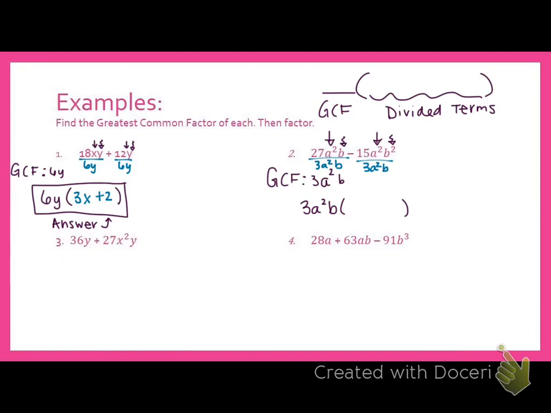So, 27 divided by 3 is? A squared divided by a squared is 1. B divided by b is 1. Good. Negative 15 divided by 3 is negative 5. A squared divided by a squared is 1. B squared divided by b is b, just a single b. 2 minus 1 is 1. That's where that came from.